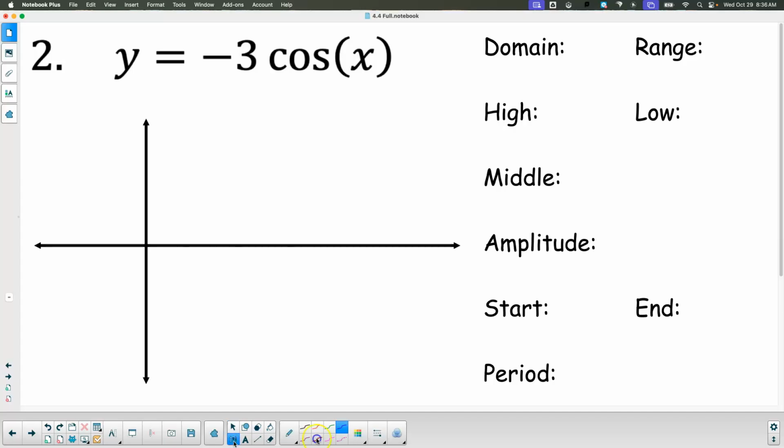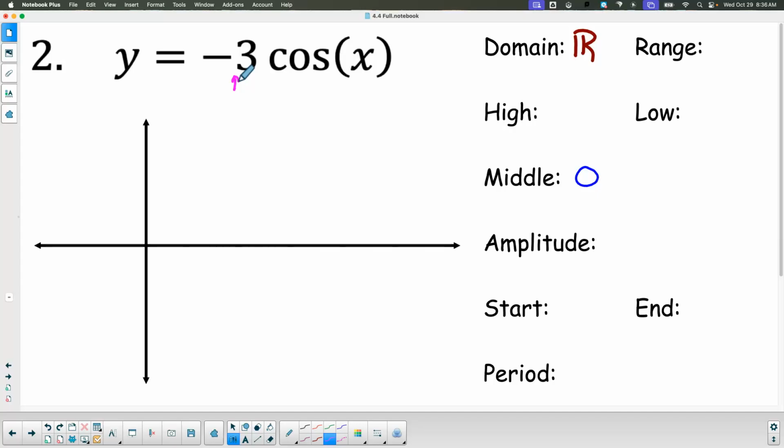Domain: all real numbers. Middle: 0. Yep. Okay, my amplitude. What would my amplitude be?